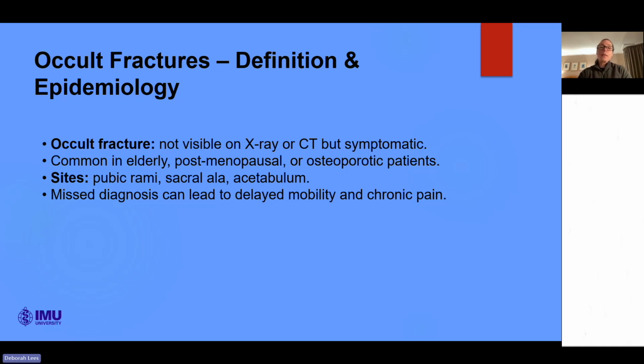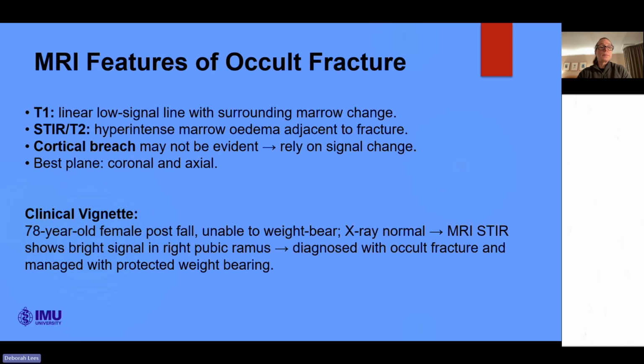But just looking at the person, examining the person, you know that there's something going on. So a lot of this is related to osteoporosis, postmenopausal women particularly, and again, very common in the pubic rami, the sacral ala, and also into the acetabulum. So often it's a misdiagnosis. Often the person then has significantly reduced mobility, and a lot of the time they decondition because they're not mobile because they're not sure what's going on. And in some cases, you can end up with chronic pain syndromes as well.